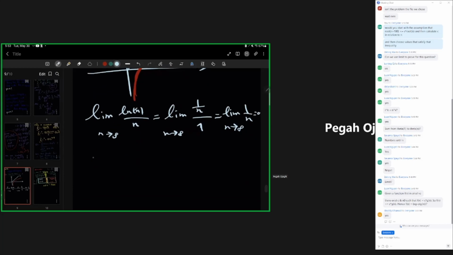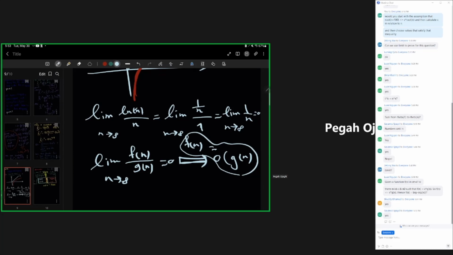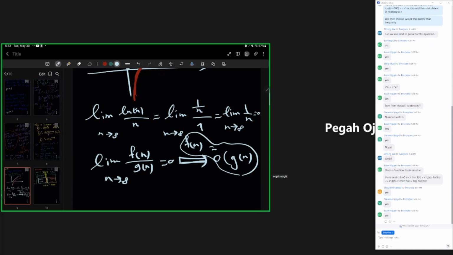You already showed that the limit of f of n divided by g of n as n goes to infinity is equal to 0. It shows that we have a small o of g of n. We just showed that f of n is equal to a small o. Does it make sense? Clear? Okay. So we just need to show these things.